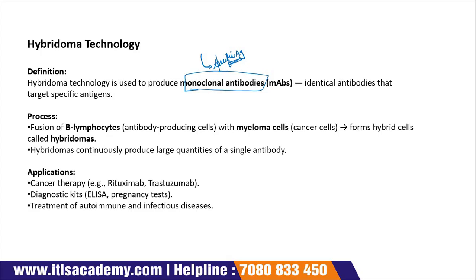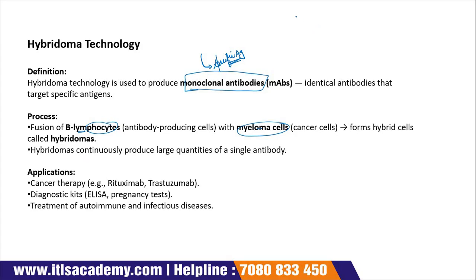What is hybridoma technology? Hybridoma technology is used to produce monoclonal antibodies. What is a monoclonal antibody? A monoclonal antibody is an identical antibody that is used to target a specific antigen. Like we isolate B lymphocyte cells and myeloma cells. Myeloma cells are from cancers and B lymphocyte cells are for antibody production.